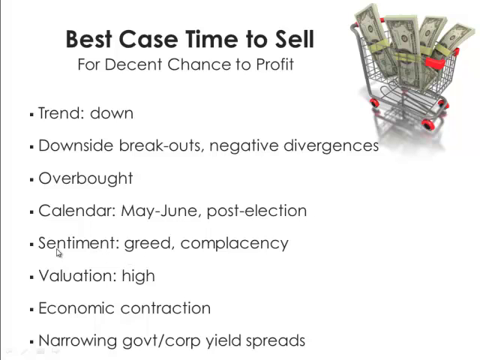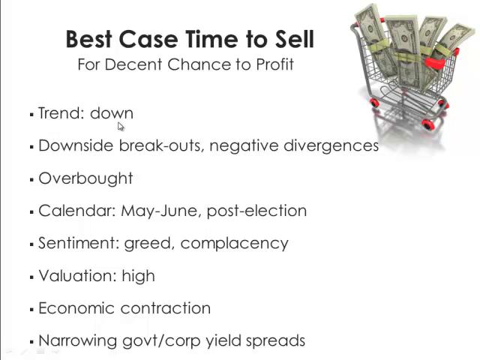So another area is looking at the sentiment, and when people are having an extreme of complacency and greed, when the put-call ratio is at a low, when the VIX is at a low, these are times to consider selling. It's time to be thinking about when to sell rather than when to buy. Calendar-wise, May through June has been about the weakest, or the early part of the weakness, and post-election years have been the worst.